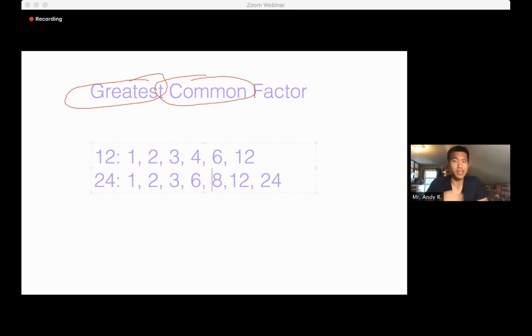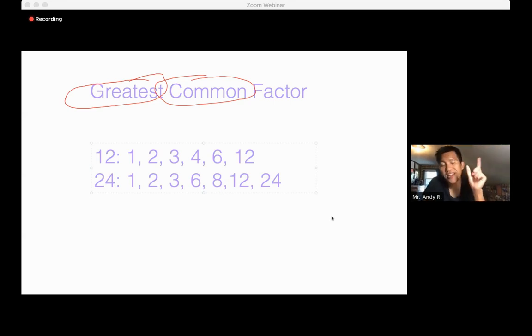7, 8. Okay, I can stop at 7 because I already have the numbers 8 and above. So once you already get to these numbers right here, that's it for factors. Okay, good. Everyone, good job on the chat. You listed out all your numbers already.